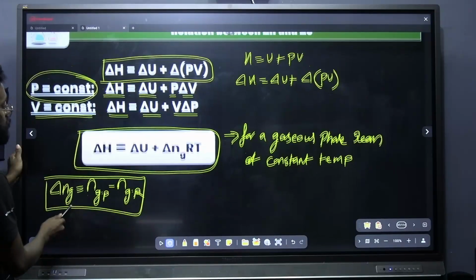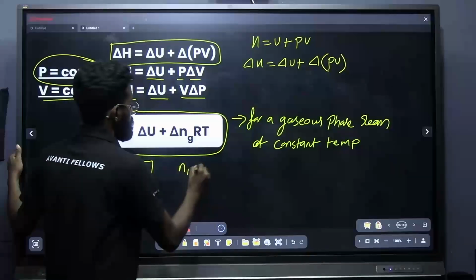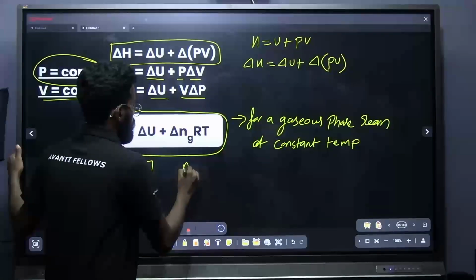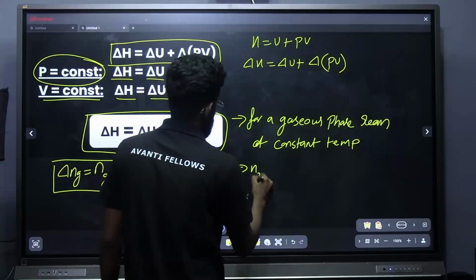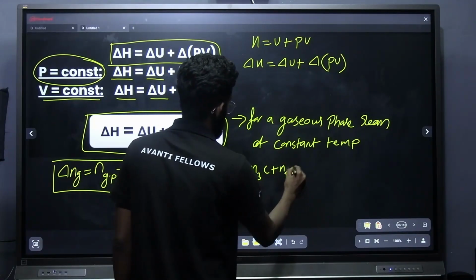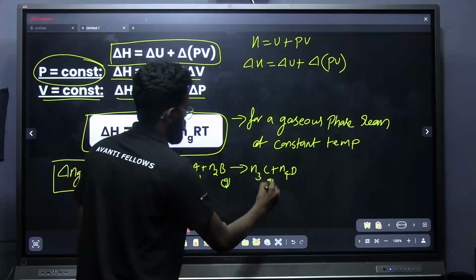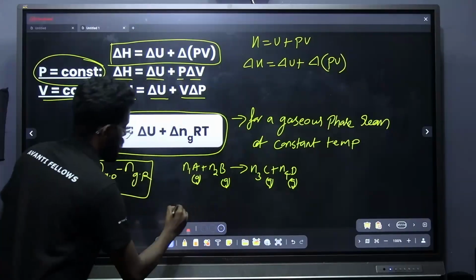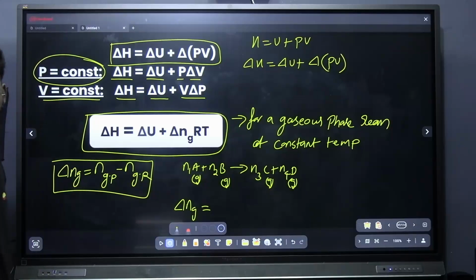And if I am writing a reaction, N1A plus N2B gives N3C plus N4D, and if all are in the gaseous phase, what is the delta Ng value for this particular reaction? Can anyone let me know? What is the delta Ng value, students? Please let me know.